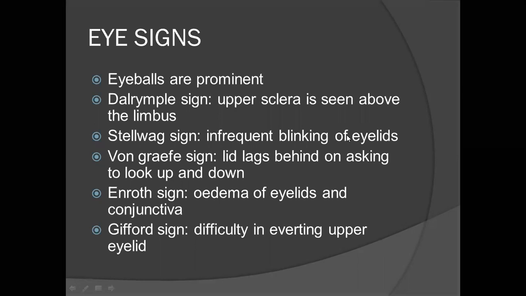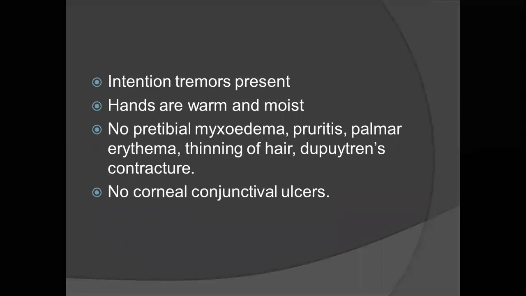What is Gifford's sign? It is difficulty in everting the upper eyelids. Why do you get that? It is retraction of the palpebral portion of the orbicularis oculi. Yes, exactly. Okay, next sign. Intention tremor of the eyelids, that's all.